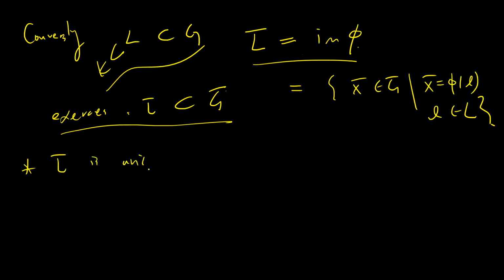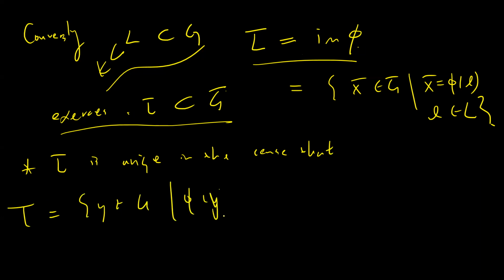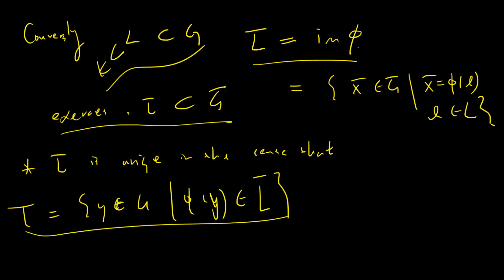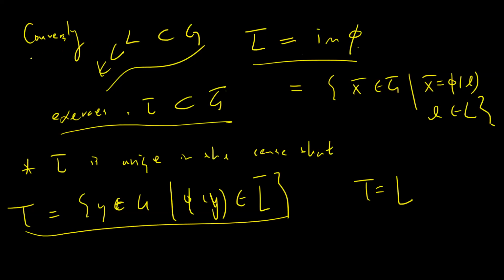It's unique in the sense that, suppose you take a group T, called Y belongs to G, such that phi Y belongs to L bar. That means I pick this L bar, take that phi Y belongs to L bar, and take that Y belongs to G. I want to claim that T is just L. Clearly, by definition, L belongs to T. This is the usual set theory exercise.